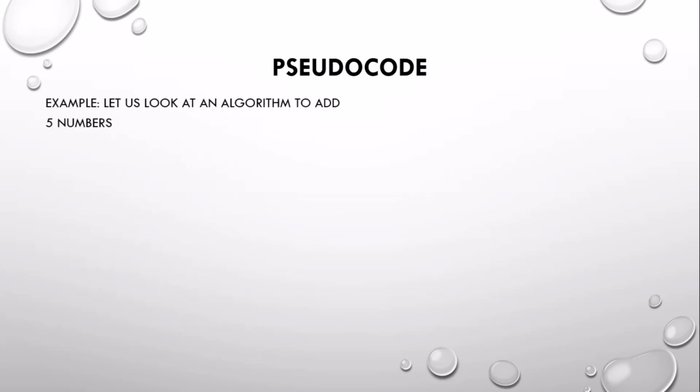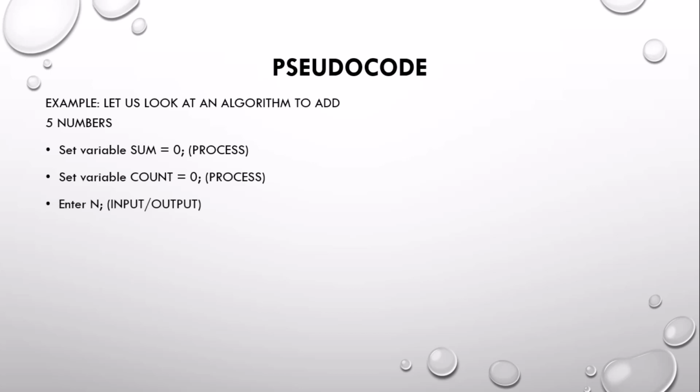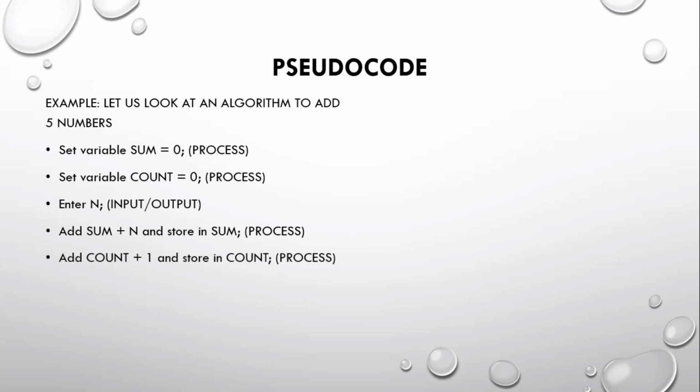Let us look at the same algorithm using pseudocode this time. First, we set variable sum equal to 0. We set variable count equal to 0. We'll prompt the user to enter the value of n. We'll add the value of n to sum and store the result in sum. We'll increment count by 1 and store the value in count.